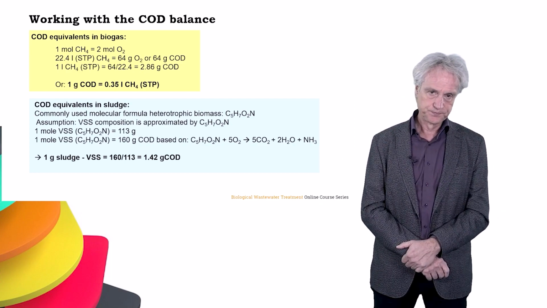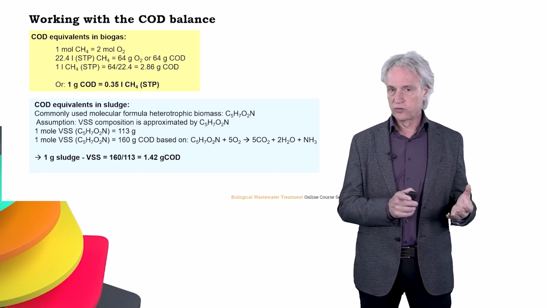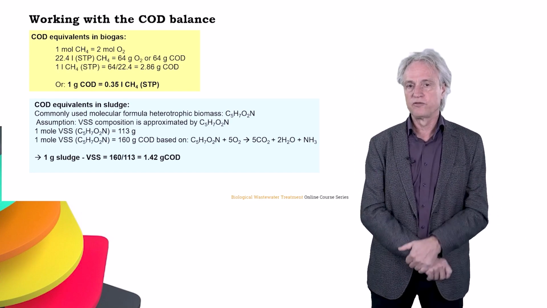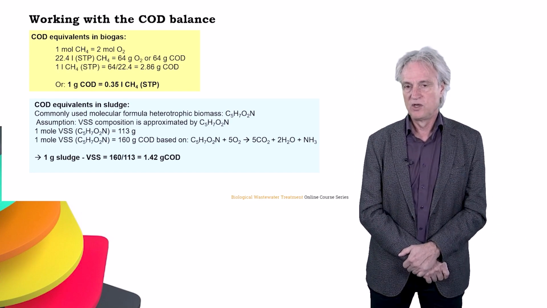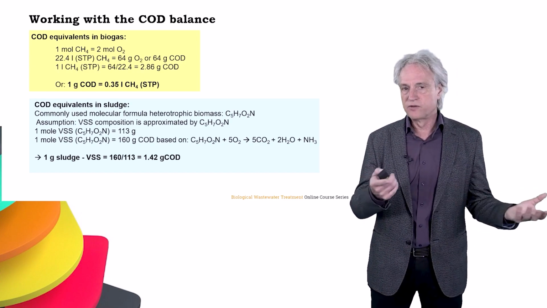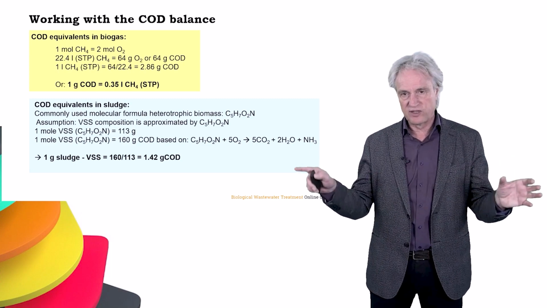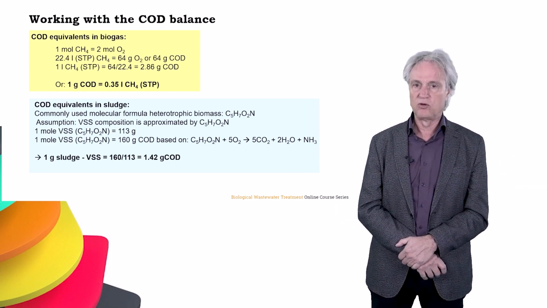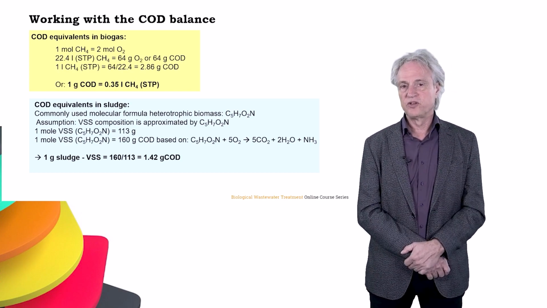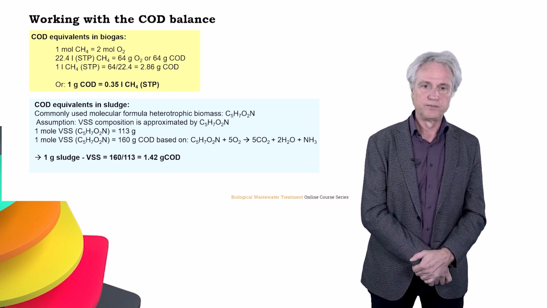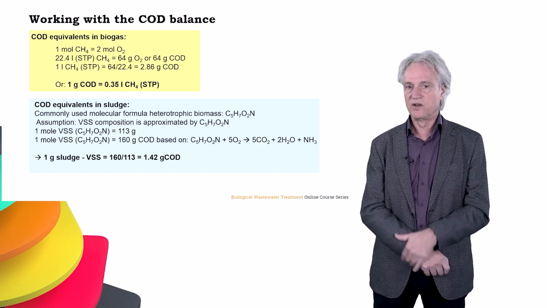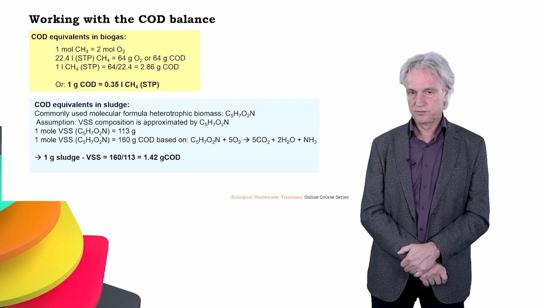and 1 bar. Now, there's also COD in sludge, and for that we commonly use the molecular formula of heterotrophic biomass, which is C5H7O2. It may differ a little bit under anaerobic conditions, but let's take this theoretical formula for heterotrophic biomass. And we assume the VSS composition is approximated by this formula. Now we can calculate the mass weight. 1 mole of VSS is then 113 grams.